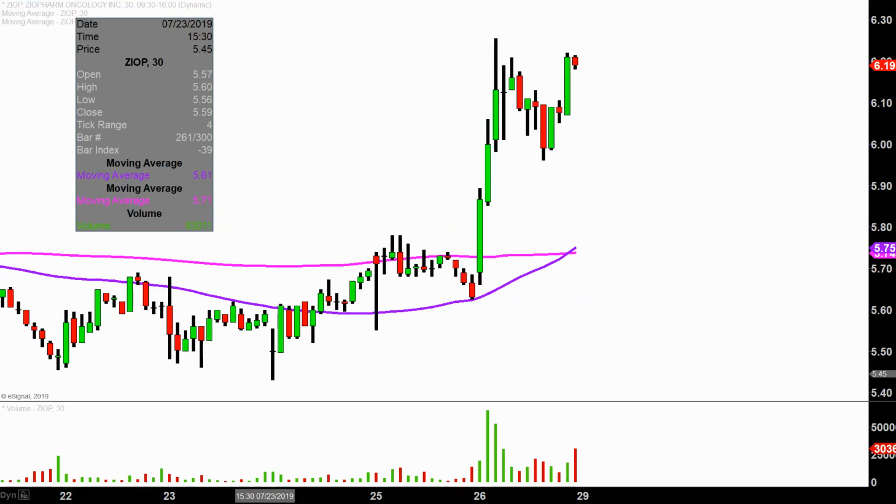Very nice movement today, not only from the price action perspective, but you look down here at the volume and well above average volume on this one. So let's map out some areas of support, and then we can talk levels of resistance.